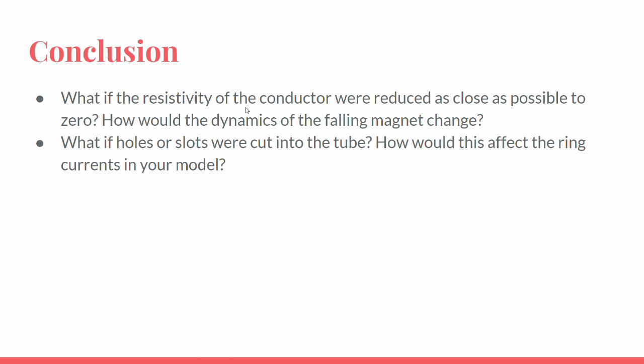And then if holes or slots were cut in the tube, this effectively just reduces the number of rings, or I guess like the bounds of the integral. So this would allow the magnet to fall faster because there would be less current in the foil.